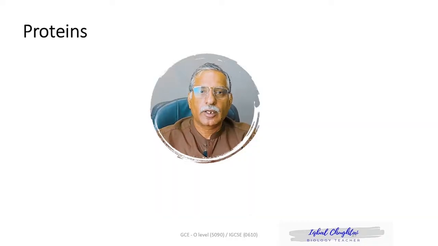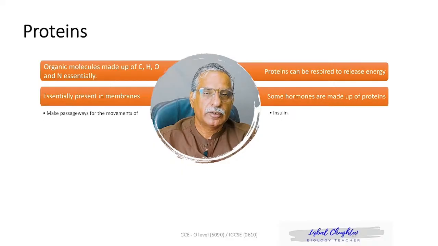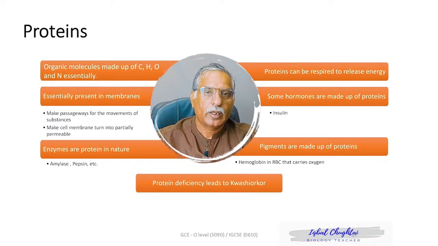Proteins, another type of macromolecules, macronutrients found in our diet. These proteins are very important to us. They are made up of 4 essential elements: carbon, hydrogen, oxygen, and nitrogen. Apart from these 4 essential elements, some other elements can also be found, depending on different types of proteins.